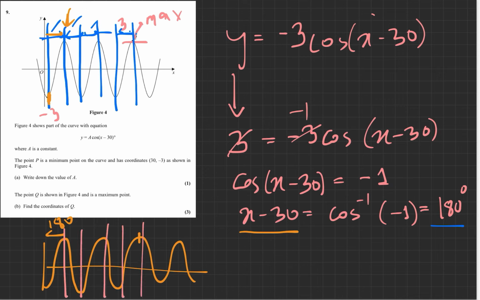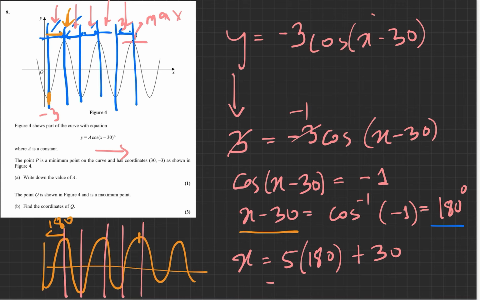And when you count here, you will see that there's 1, 2, 3, 4, 5, which means 180 occurs 5 times. So what x is actually going to be is I'm going to multiply 5 by 180, and then you want to shift this by 30, right? Because we've discussed that this cos curve now has shifted to the right, because there's a transformation on the x. So we have to add 30 to what we get for this as well. And when you solve this, the answer will come down to be 930 degrees.